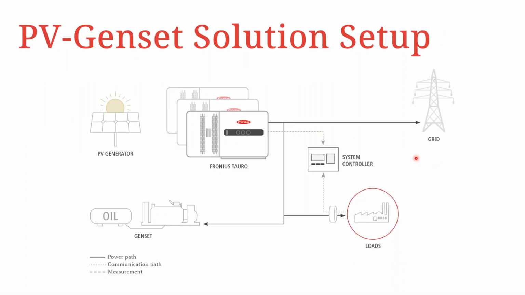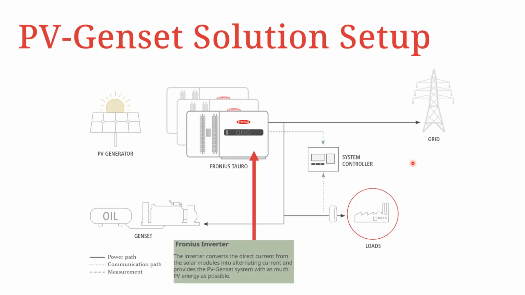Good. So I'm going ahead to give us a single line diagram of the entire system, how it looks like. And of course, we'll go ahead to define each and every one of them in more detail. So this is basically the Fronius inverter. In this case, we're referring to the Tauro, but of course, Byron will give us more details on other Fronius inverters that can be used to implement this solution.